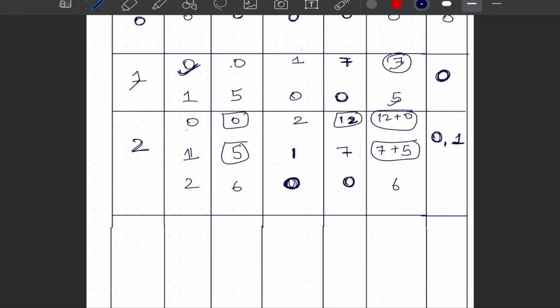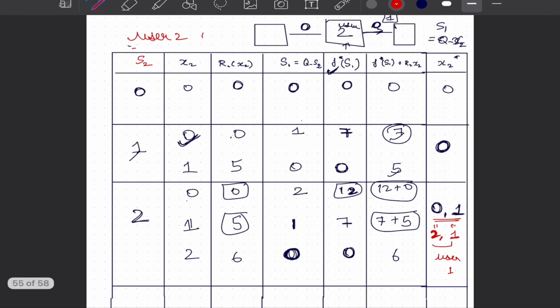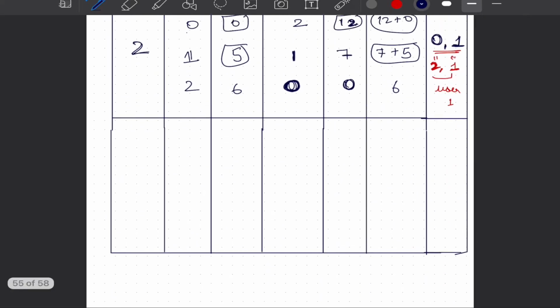So our total return basically comes out to be 12 plus 0, 7 plus 12, 7 plus 5, and 6. That means we can either allocate 0 units to user 1 or 1 unit to user 1, and we should be able to identify that. I'm also writing here, if this represents the allocation to user 2, we are going to have 2 units of allocation to user 1 and 1 unit of allocation to user 1.